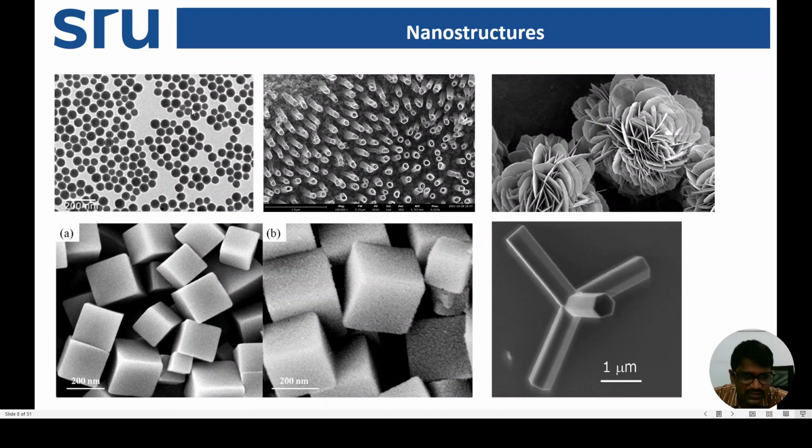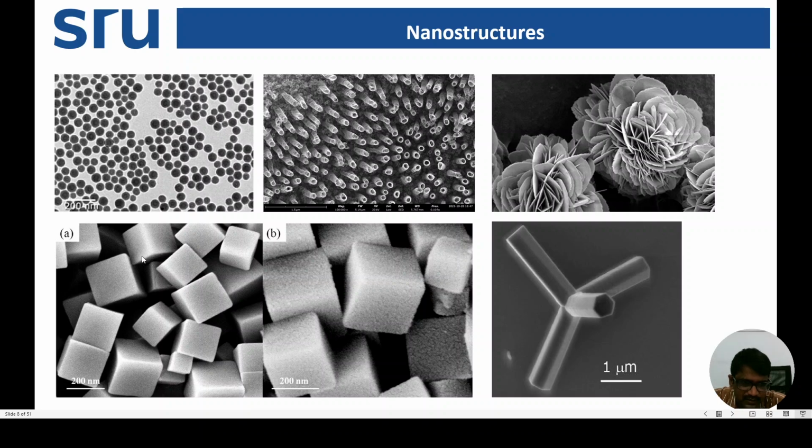In terms of morphology, these are nanoparticles. These are nanotubes, and these are nanoflowers. And also you can see these are all nanosheets, just like our rose flower petals. It's very thin. So the thickness of this petal or this sheet is definitely under 100 nanometers. So these are all nanoflowers.